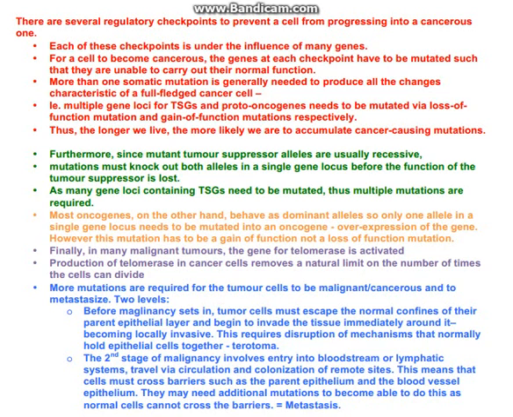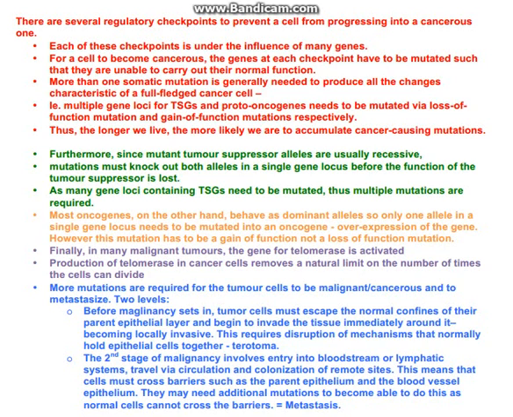Two levels. Before malignancy sets in, tumor cells must escape the normal confines of the parent epithelial layer and begin to invade the tissue immediately around it, becoming locally invasive. This requires disruption of mechanisms that normally hold epithelial cells together.